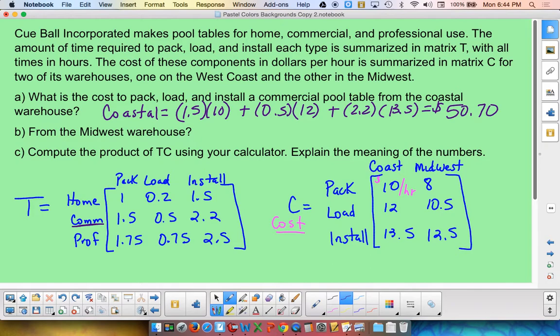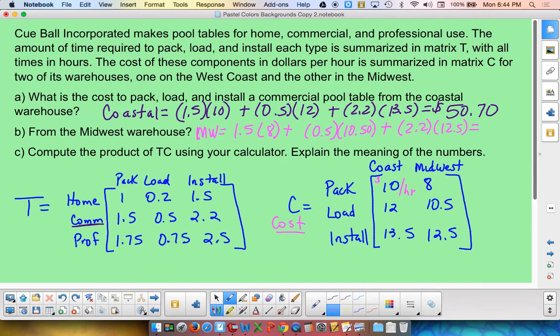Okay, they also want to know what it costs in the Midwest for a commercial, but do you really want to have to do that again? Because then we'd have to go back and go, okay, if we're in the Midwest, then we'd have to take, still a commercial one though, so it's 1.5 hours times the $8 an hour, plus half an hour times the $10.50 an hour, plus 2.2 hours times $12.50 an hour.